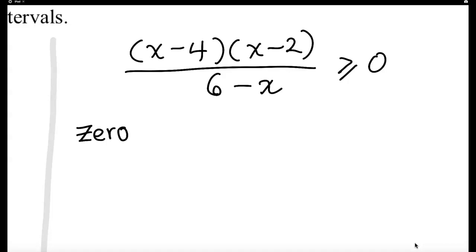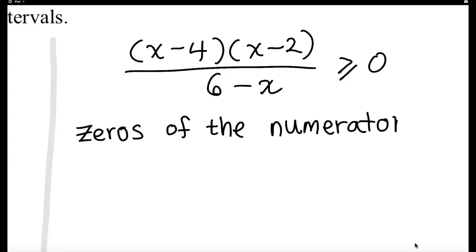Zeros of the numerator are x equals, look, if the factor is x minus 4, the zero must be positive 4. And what's the other one? If the factor is x minus 2, the zero must be positive 2. So these are the zeros of the numerator.